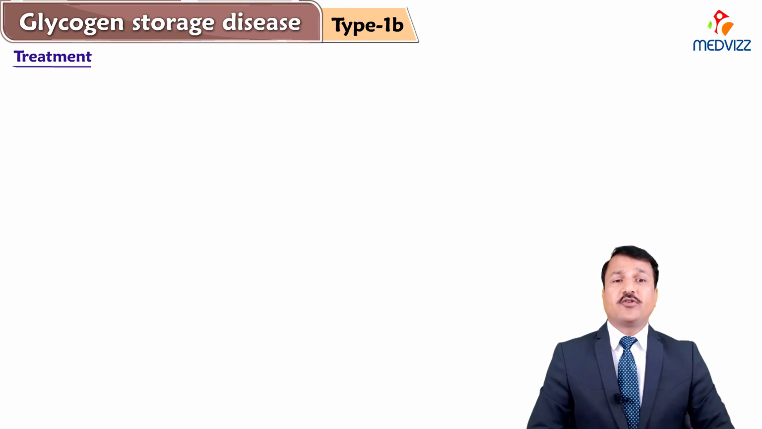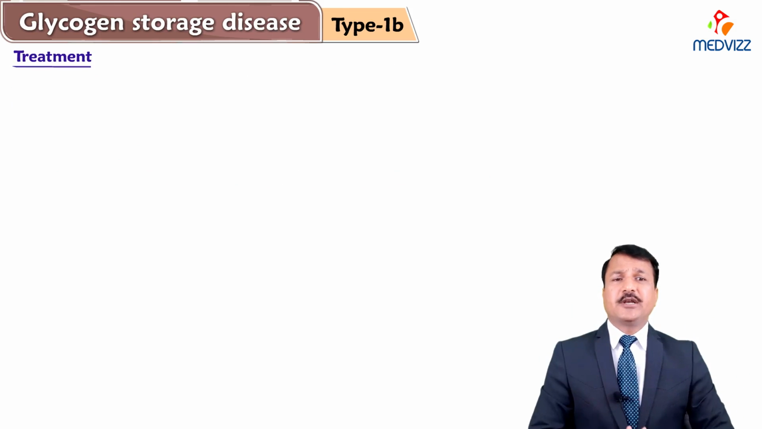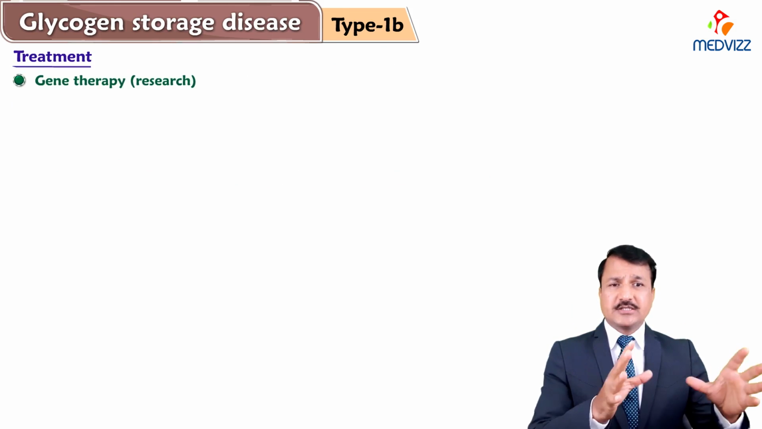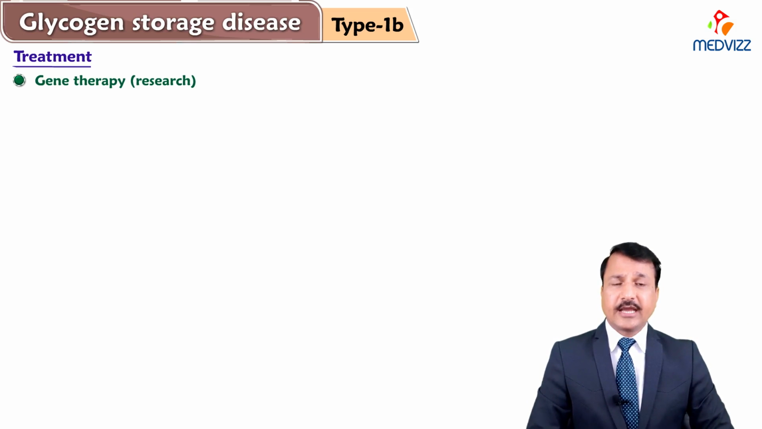Now, what is the treatment for glycogen storage disease 1? There is no specific treatment here. Gene therapy is under research, including the CRISPR-Cas9 gene modification technique also.